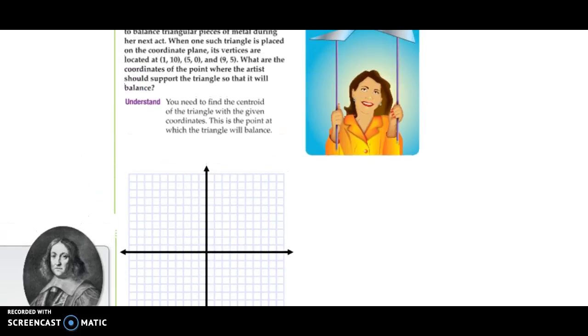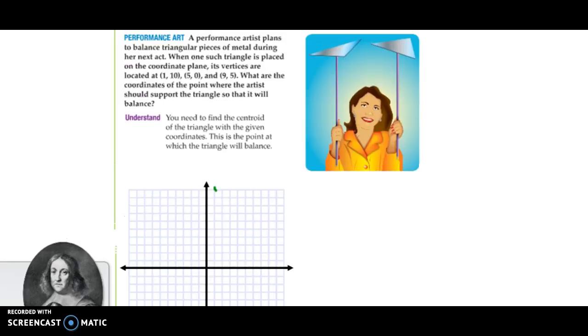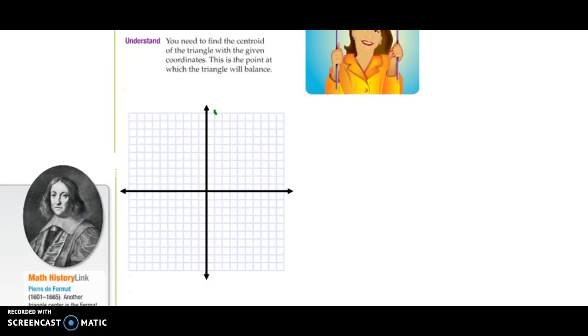That's where it's balanced. So the way I do that is I plot my points. (1, 10) would be right there. Then the next point is (5, 0) and then (9, 5).